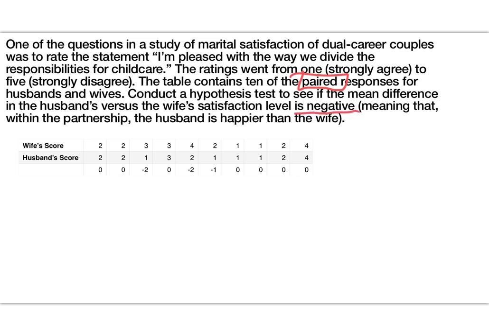Conduct a hypothesis test to see if the mean difference of husbands versus wives' satisfaction level is negative. So they're asking, is the difference negative? Meaning that within the partnership, the husband is happier than the wife. So if it's negative and the husband is happier than the wife, the difference column would be wife minus husband.